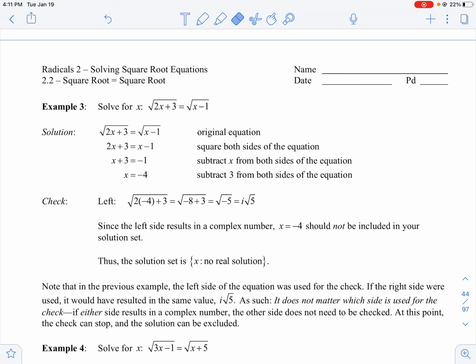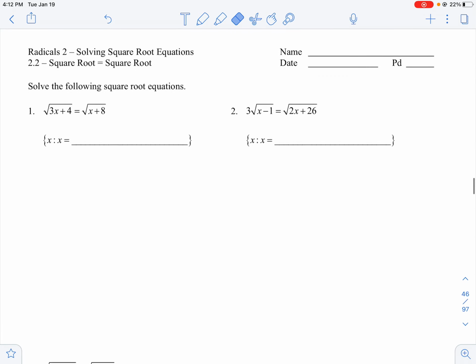Today's lesson is square root to square root. In the previous lesson, we had a square root equals constant, right? In here, we're still solving for the value of x. We're still looking for extraneous solutions. The only difference here is that there's a square root on both sides of the equation. So how do we solve that?